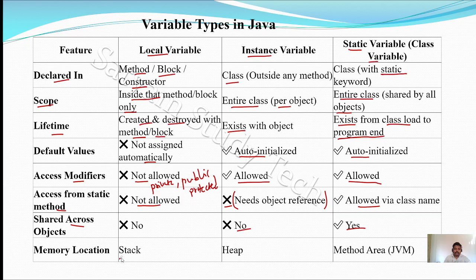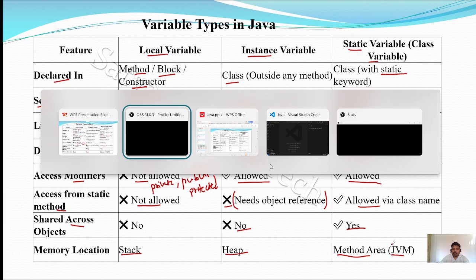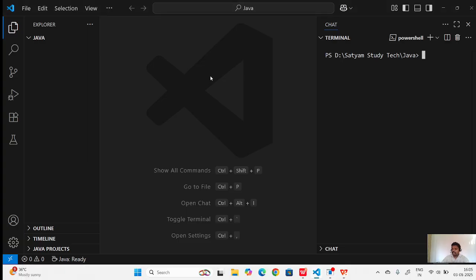Memory location: a local variable is stored in the stack. An instance variable is stored in the heap area. A static variable is stored in the method area. Now you can see one example program, and then you can understand the static variable, local variable, and instance variable.